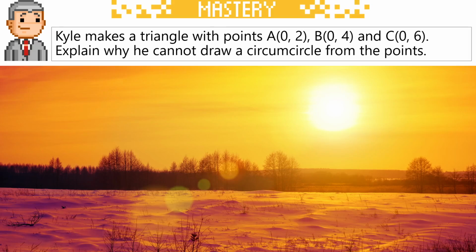Let's finish with this. Kyle makes a triangle with points A at 0,2, B at 0,4 and C at 0,6. Explain why he cannot draw a circumcircle from these points. If you think you know, write it in the comments below.